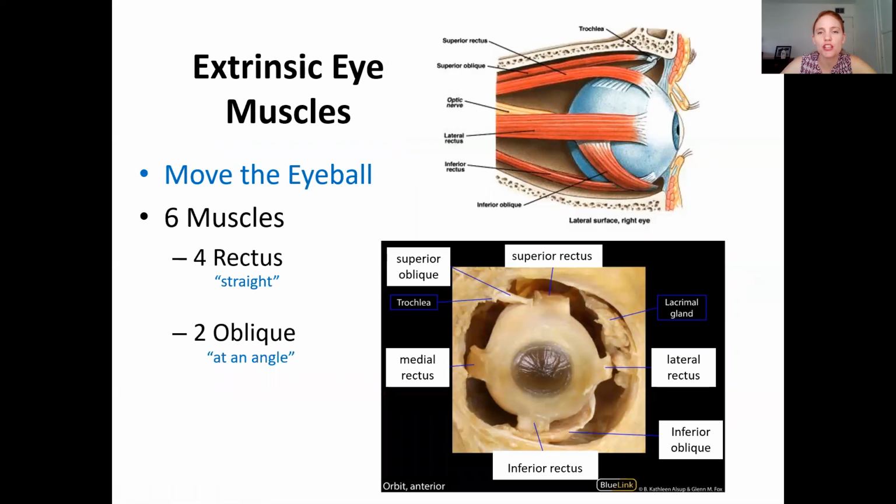Okay, so now we're going to talk about the extrinsic eye muscles that are used to move the eyeball around. And there are 6 of them. There are 4 rectus muscles and 2 oblique muscles. So you shouldn't be familiar with this term rectus. Rectus means straight. And so what that's referring to is that those muscles will run straight parallel lines from the base, from the back of the orbit all the way to where it attaches to the eye. Whereas oblique means at an angle. Those are the ones that are going to run kind of diagonally to the back of the eye, to their attachments.